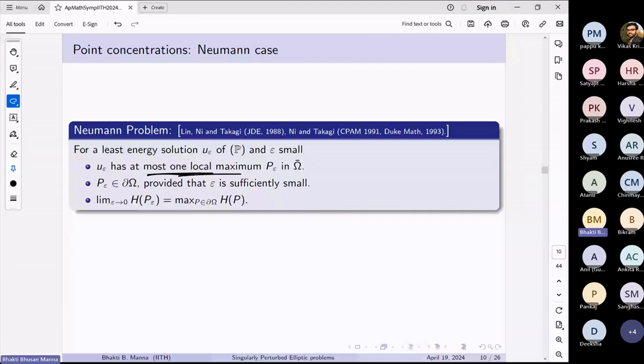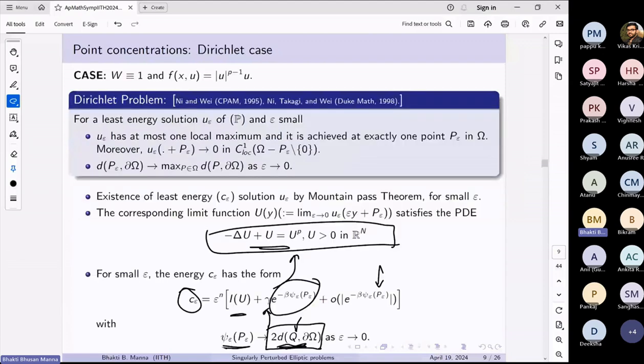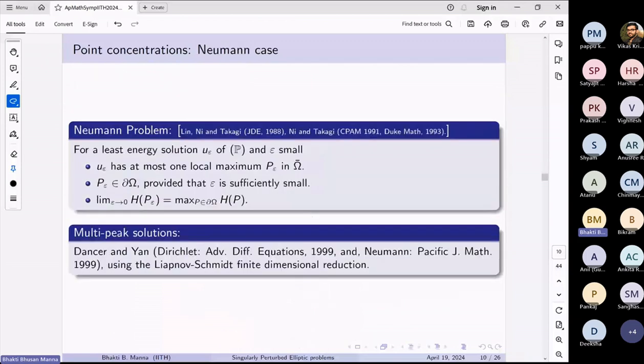And why is this on the boundary? There is a very interesting thing happening here. They figured out that this entire problem, instead of Rn, is actually on Rn plus. And you see, the energy when you are calculating for Rn, and the energy when you are calculating for Rn plus, it becomes half. And that forces in some way the position of P epsilon on the boundary. That is the fundamental idea which forces this point of concentration on the boundary.